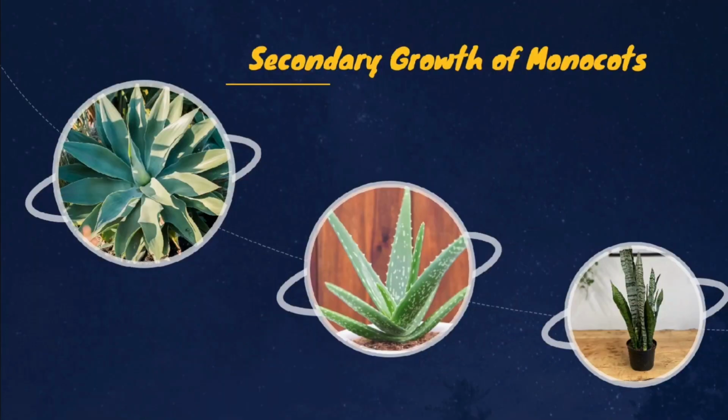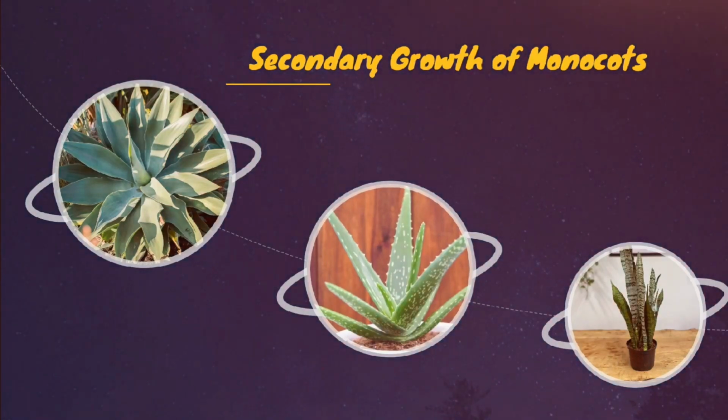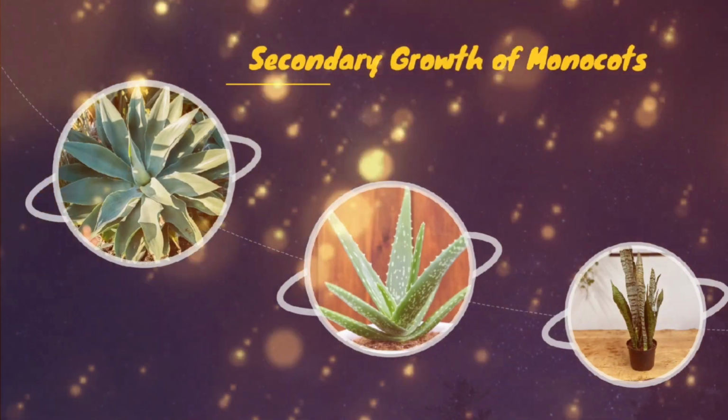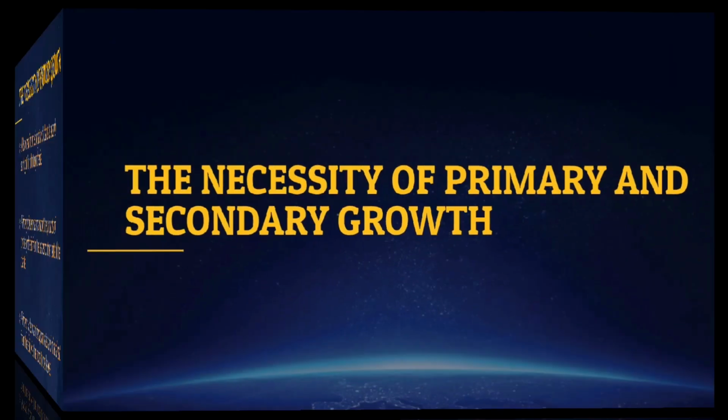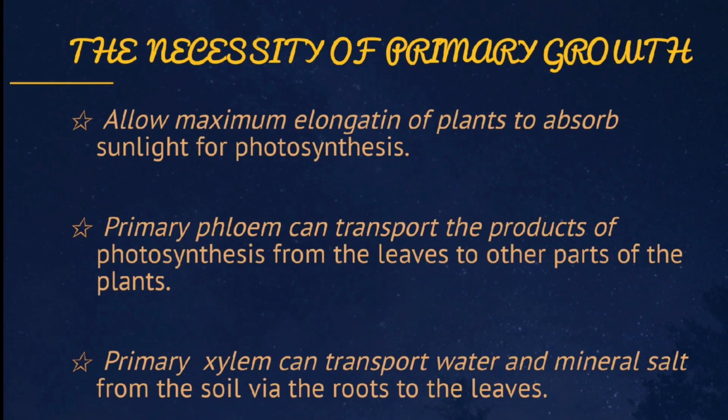Even though most monocots do not undergo secondary growth, some do, such as Dracaena species, Aloe species, and Agave species. The necessity of primary and secondary growth. The necessity of primary growth.